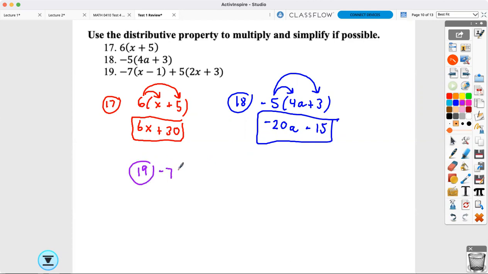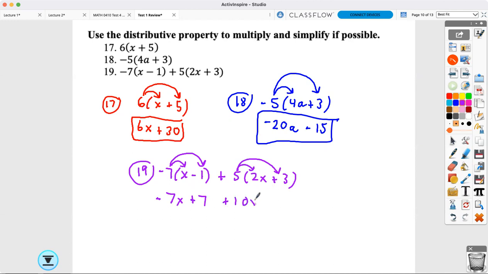Number 19 is a little beautiful because of how many times are we going to distribute in number 19? Twice, right? We distribute -7 to these terms, and then the 5 to these terms. -7 times x, y'all, is -7x. -7 times -1 is +7. 5 times 2x is a positive 10x. 5 times 3 is a positive 15.